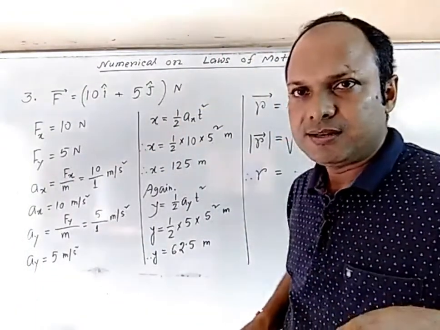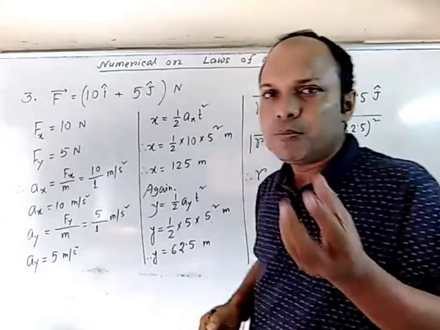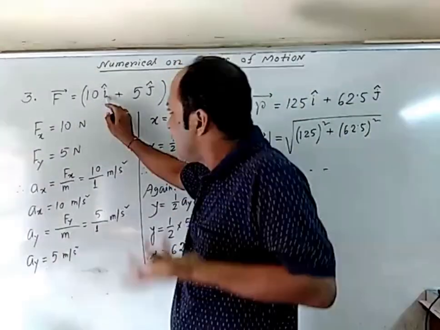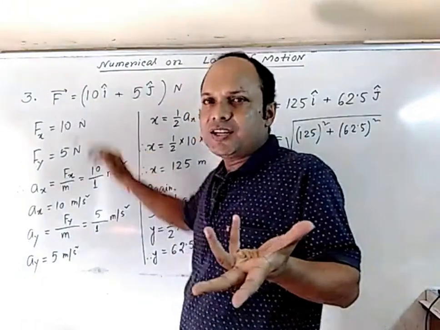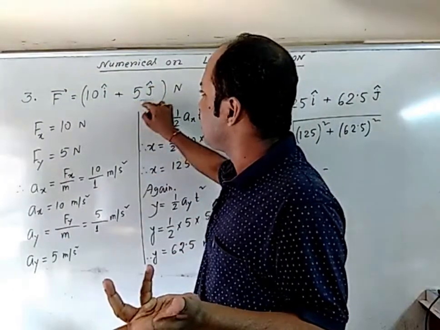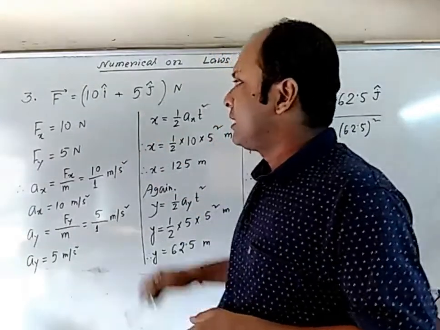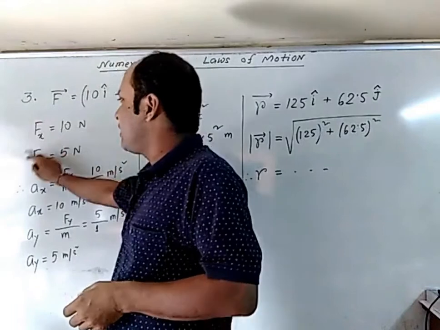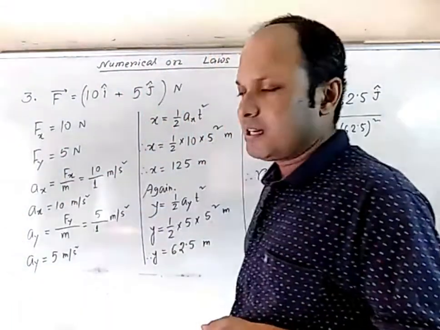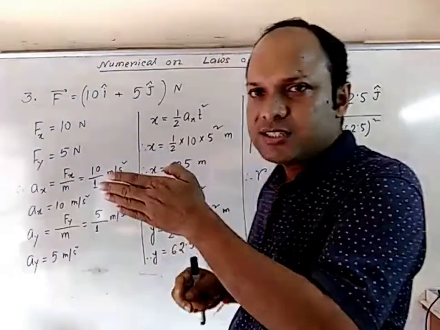Then you can find the force along the x-axis, the component. The value with i cap will indicate the direction and amount of the force along the x-axis, and that amount will indicate the value of the force along the y-axis. Then you can find Fx and Fy to find out ax and ay. These are the accelerations along the x-axis and along the y-axis.